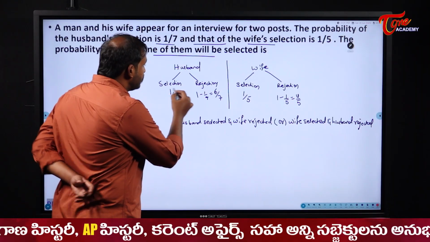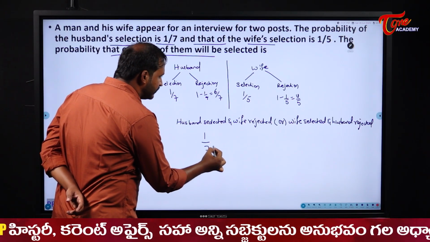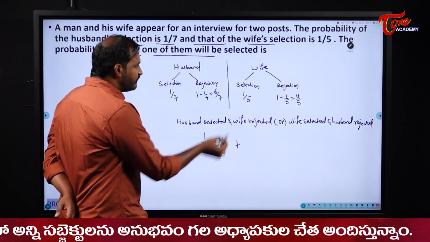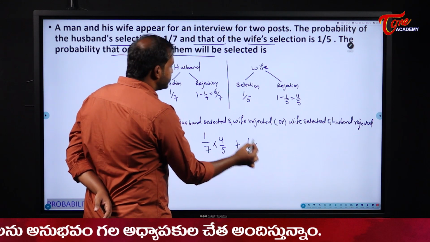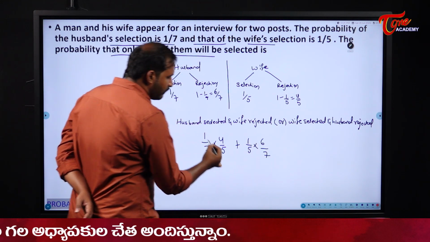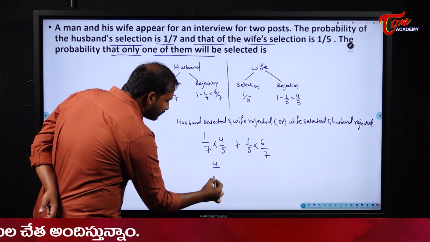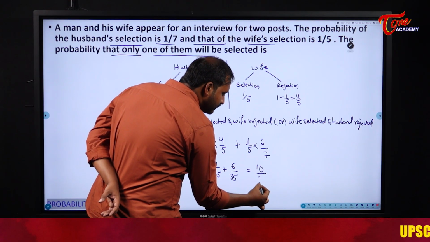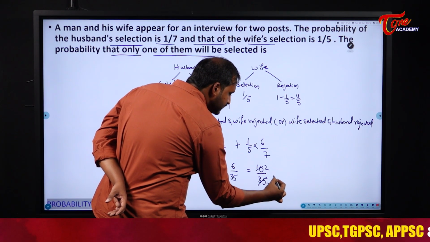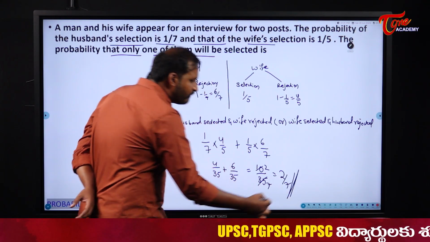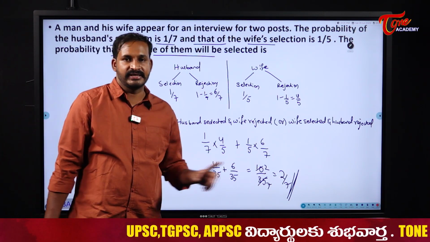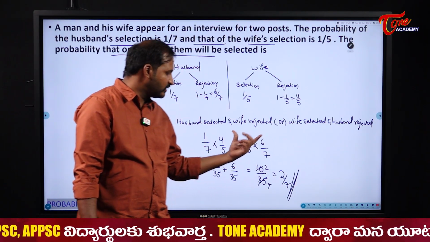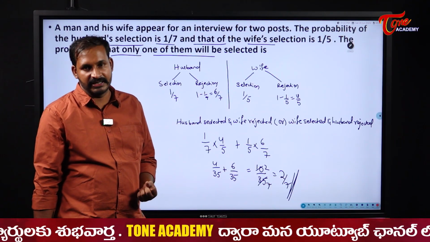So, what is the probability of husband getting selected? 1 by 7 into wife rejection 4 by 5. Or means plus wife selection is 1 by 5 and husband rejection is 6 by 7. So, what happens to these, students? 4 by 35 plus 6 by 35. This will become 10 by 35, which in turn becomes 2 by 7. So, the probability of only one person getting selected is 2 by 7 here. If husband is selected, wife gets rejected. If wife is selected, husband gets rejected. So, this is how we need to find the general probability cases.